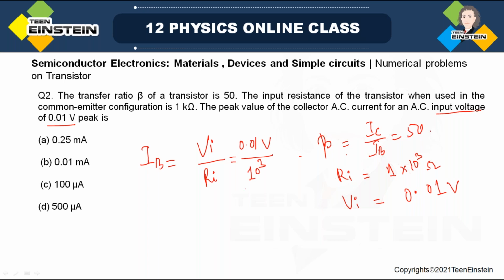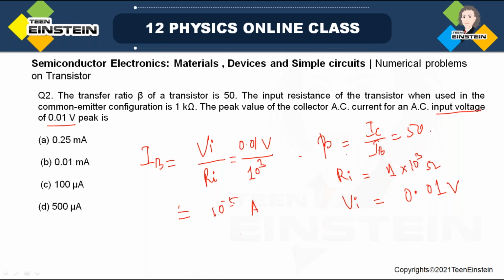Now you look, this is 10 to the power minus 2 and this is 10 to the power 3, so 10 to the power minus 5 ampere. So this you can write as 0.1. Okay, let us write this. Let us keep this as it is.